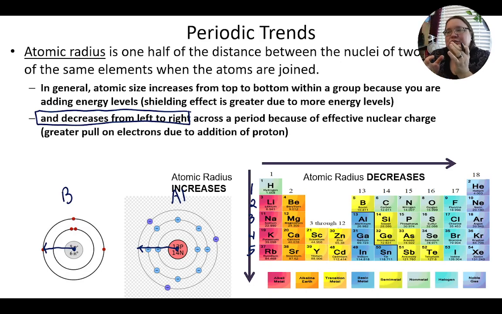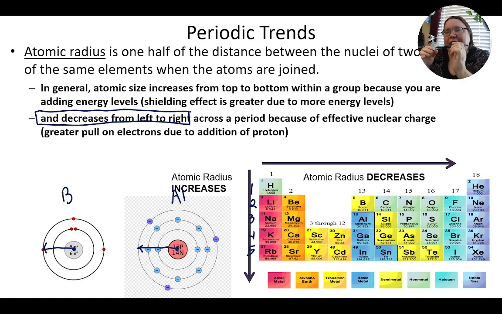The reason it shrinks is because every time we go one more element over, we're adding a proton. But that proton is making that nucleus a little bit stronger. It's kind of like a magnet, and it's pulling those electrons a little bit tighter. All of the electrons are still going into the same energy level.